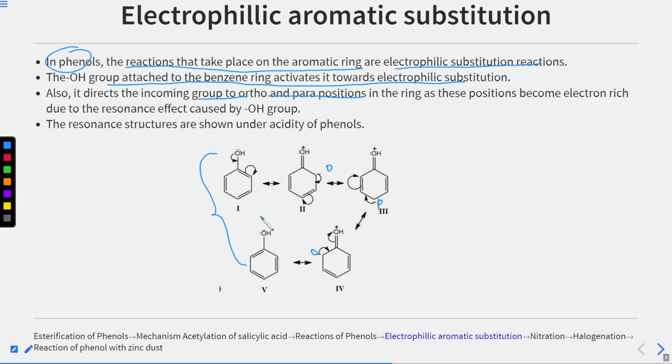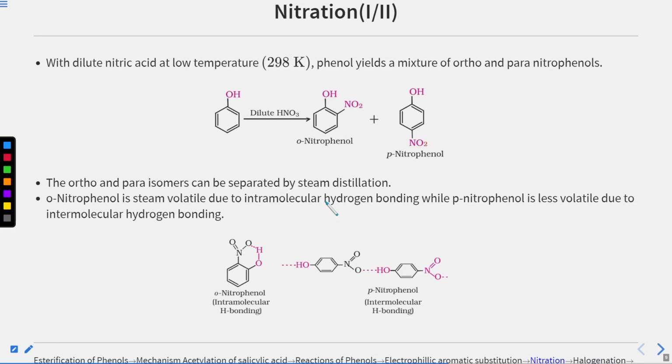Is this clear? Okay. Now since these ortho and para positions have been activated due to the donation of the lone pair of oxygen, we can say that it is an ortho para directing group. The OH group of the phenol is an ortho para directing group, and the electrophilic aromatic substitution will occur on ortho and para only. Clear? Now let us see the first electrophilic aromatic substitution, that is nitration.